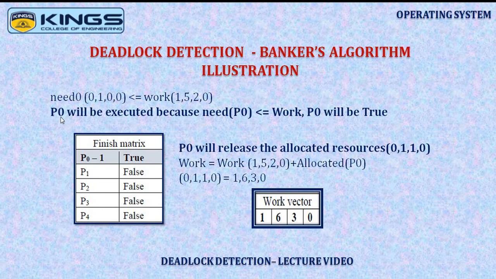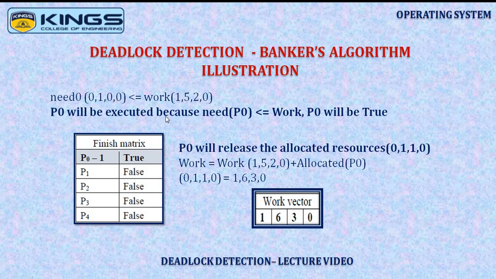We are proceeding with process 0 first. Process 0's need matrix entry is 0, 1, 0, 0. Zero means it is not requiring A resource, C resource and D resource, but it is requiring only one instance of B resource. Now what was available in the work vector? It was holding 1 instance of A, 5 instances of B, 2 instances of C. Process 0 is requiring only 1 instance of B resource.